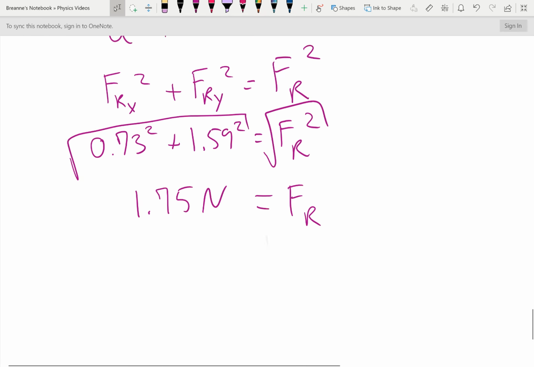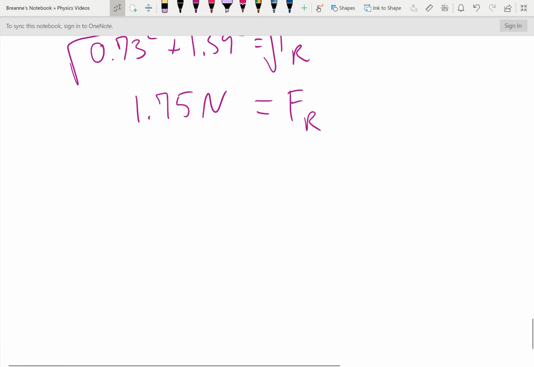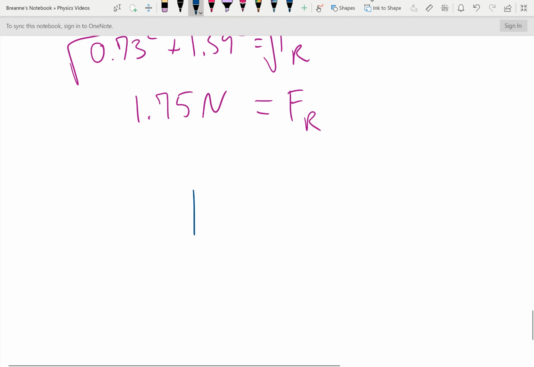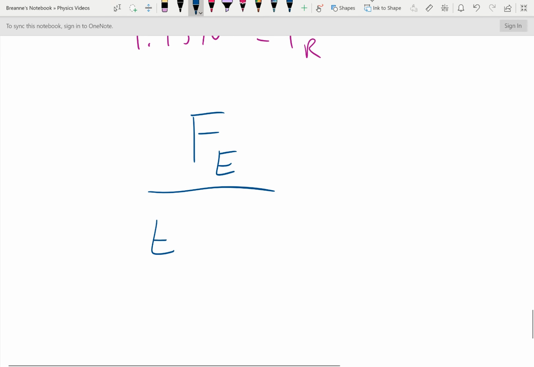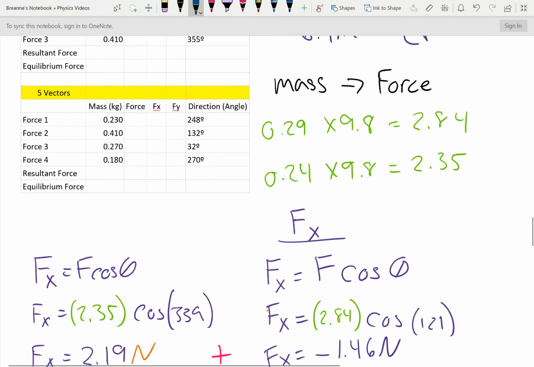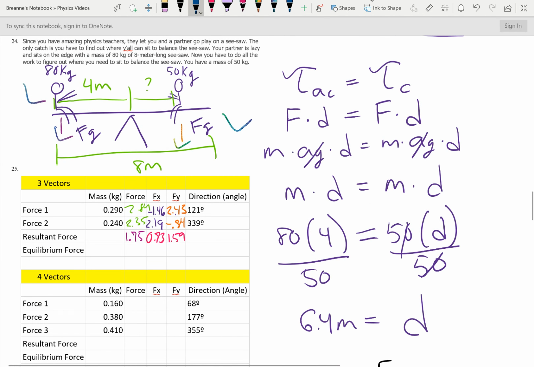So from here, it's actually going to be the exact same thing for your equilibrium force. So your equilibrium force equals your resultant force. So your equilibrium force in this case would just be 1.75 newtons. So your equilibrium force and your resultant force are the exact same.